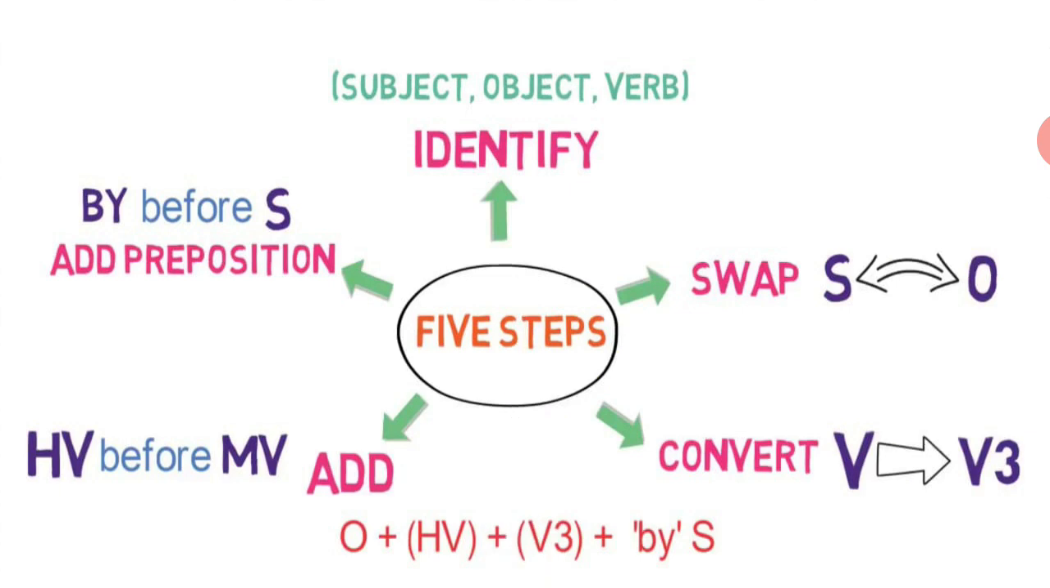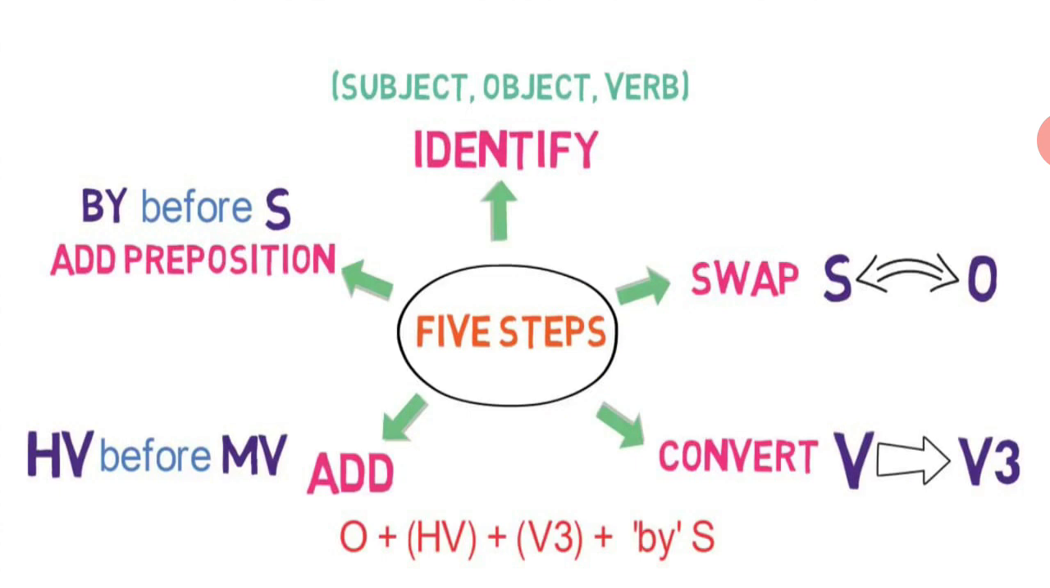Five steps are here to change active voice into passive voice. Very simple steps are there. Very first, see the subject and main verb in any sentence. Second, swap the subject with the object and the object with the subject. Third thing, convert the main verb into the third form of the verb. Fourth step, add a proper helping verb before the main verb. And fifth is, add the preposition by before the subject.